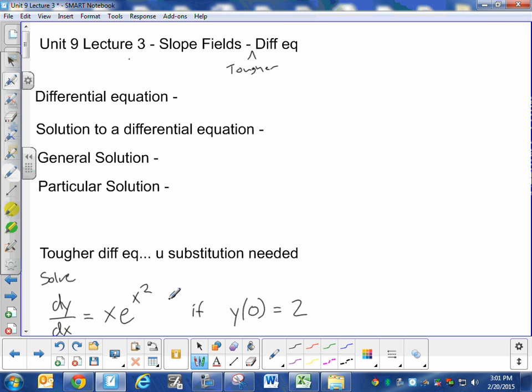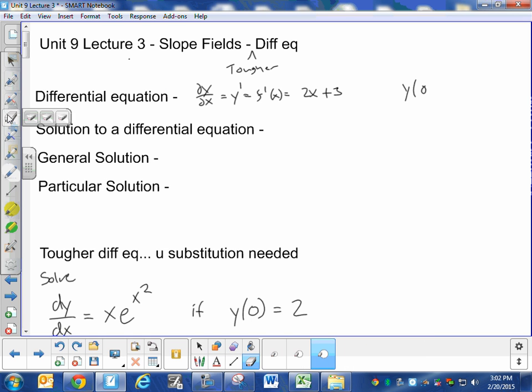You'll be asked to solve a differential equation. A differential equation is just some derivative, whether it's dy dx or y prime or f prime, being equal to some function. It could be a function, it could be something implicit. And typically, not always, you will also be given an initial condition. Say y of 1 is 3. Okay, that's a differential equation. It's really just a set of initial conditions.